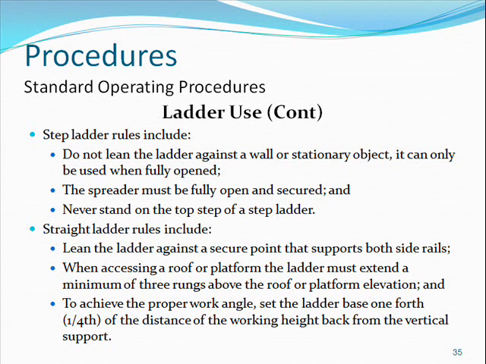When accessing a roof or platform, the ladder must be extended a minimum of 3 rungs above the roof or platform's elevation. To achieve the proper work angle, set the ladder base 1/4 the distance of the working height back from the vertical support.